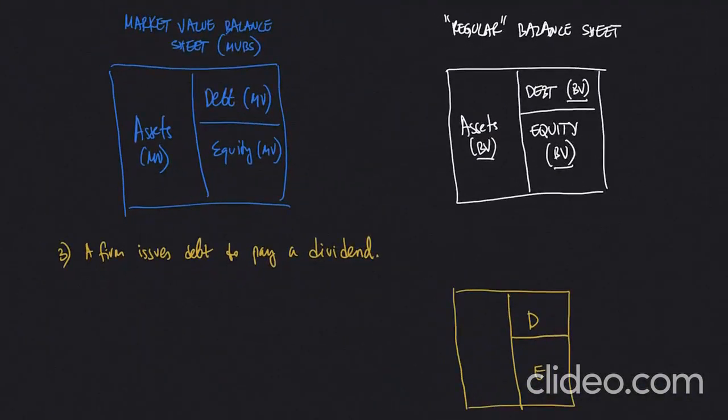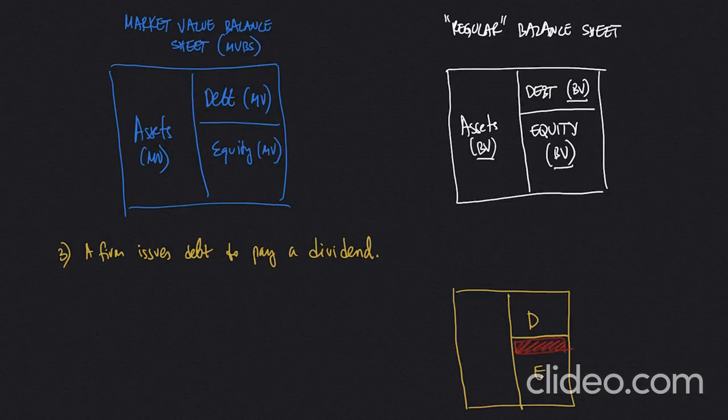Let's consider a third and final example. Suppose a firm issues debt to pay a dividend. What impact does this transaction have on the regular and on the market value balance sheets? First, let's start with the regular balance sheet. This transaction increases the book value of debt by this much. So suppose that this is how much we're taking on to pay the dividend. And it decreases the book value of equity by the corresponding amount, because this is how much dividend we pay to our existing equity holders.